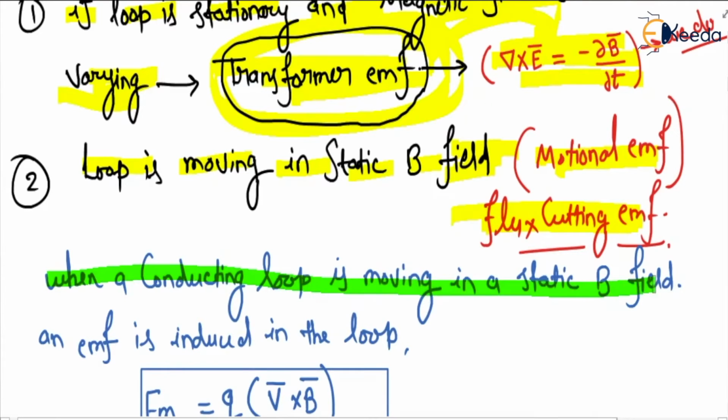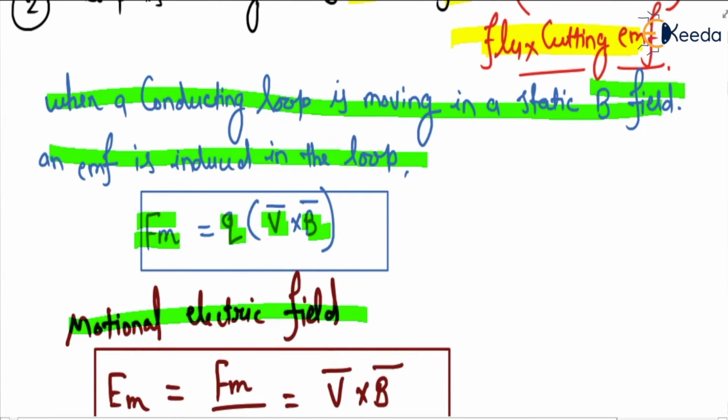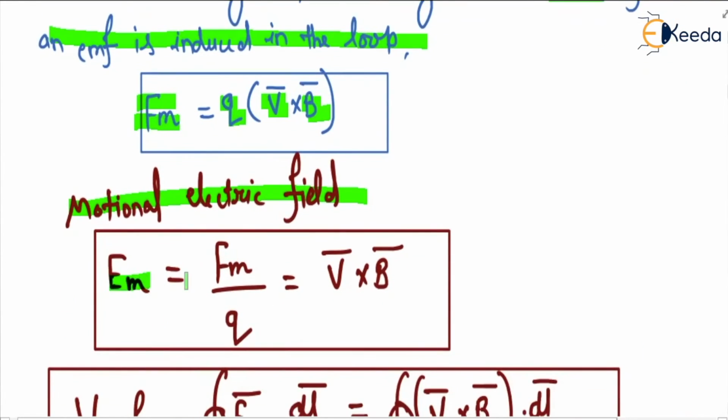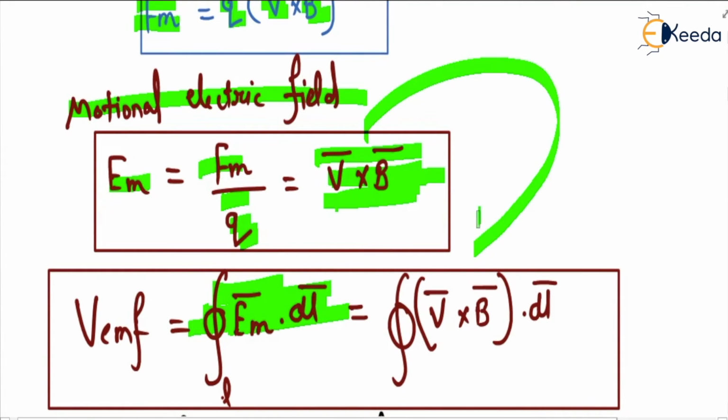So when the conducting loop is moving in a stationary magnetic field and EMF is induced in the loop, as we know, the force on a moving charged particle is Q into V cross B. So the motional electric field Em is Fm by Q, and it is V cross B. So the EMF produced in such a way is the integral of Em dot dl, and the value of Em is V cross B.